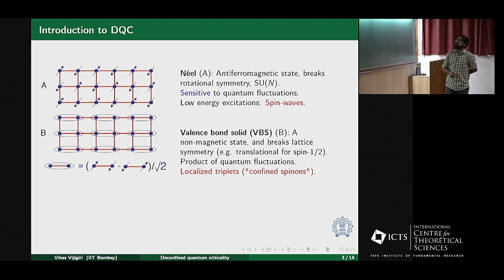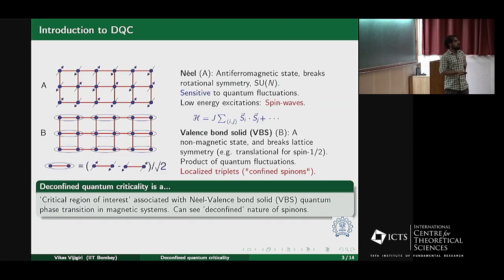So, as we all know, the Néel state is an antiferromagnetic state that breaks the rotational symmetry, in general SU(N), which is of course sensitive to quantum fluctuations, and the low energy excitations are continuous spin waves. And the valence bond state is actually a product of quantum fluctuations. When you introduce this into the Néel state, you see the system going into singlet pairs. So the excitations here are localized triplets with confined spinons.